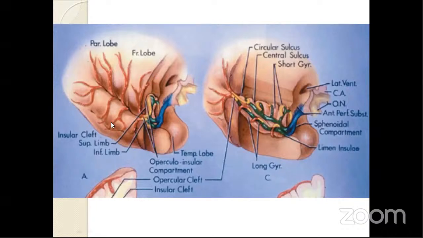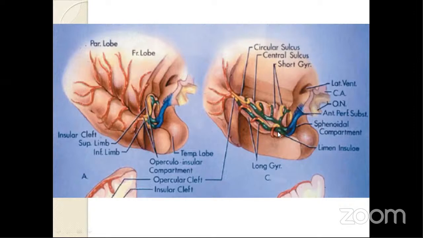In this A image, we can see the insular cleft, and the B image is the sphenoidal compartment of Sylvian fissure. In this image, the blue colored is the M1 segment, the green is M2 segment, yellow one is M3, and red is M4 segment.